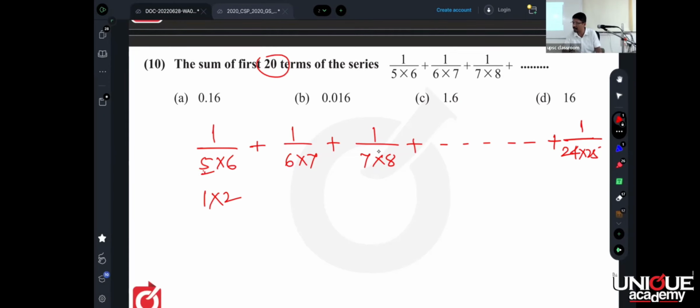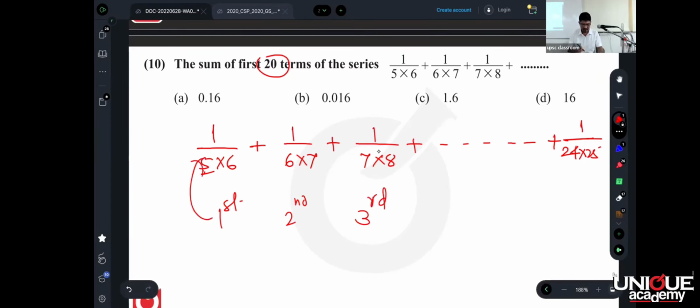If you don't like this explanation, we can have another also. Listen. The term number is first, but the smaller number is 5. The term is second, the smaller number is 6. The term is third, the smaller number is 7. So in each term, whatever the term number is, the smaller number is greater by 4. So in the 20th term, the smaller number will exceed by 4 only, so that is 24 into 25. Is it clear now to all of you?